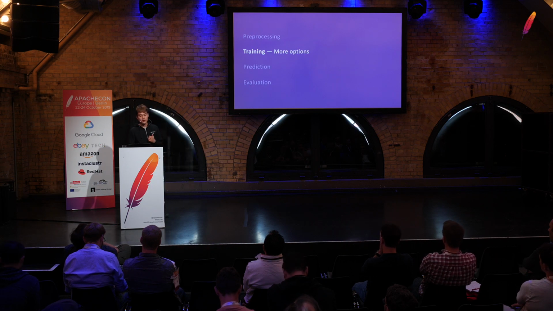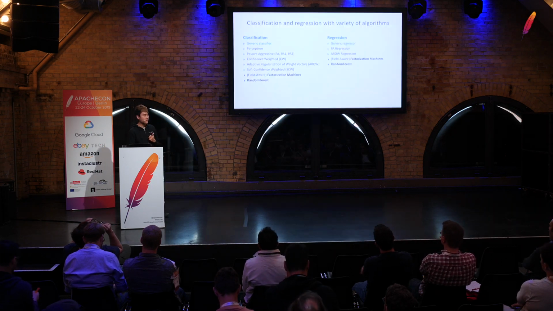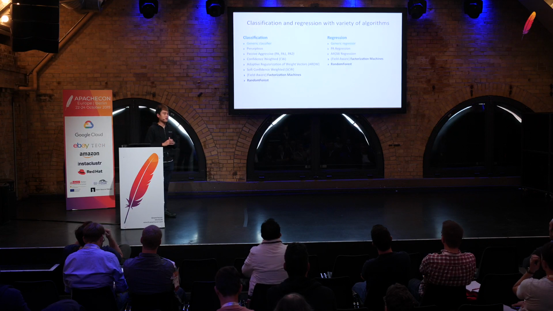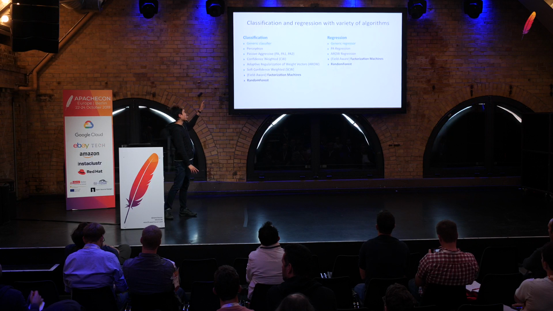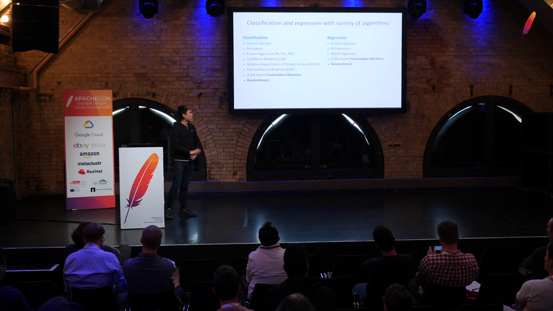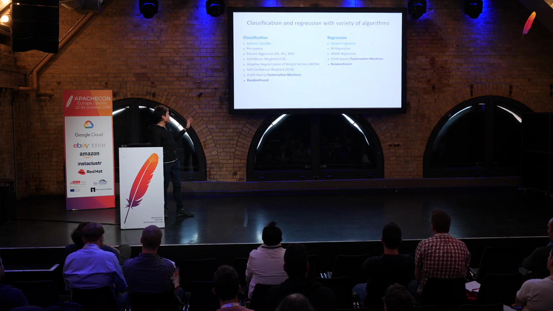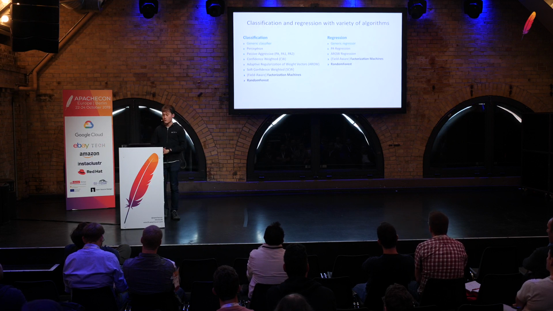And for training, I have to emphasize that there are multiple options. So what Hivemall offers is not only the simple linear classifiers or linear regressors. Hivemall can do more. So we have these kinds of options for classification and regression. And the notable ones are maybe the factorization machines or random forest, which give you a much more complicated model, but you can expect a more accurate prediction result.